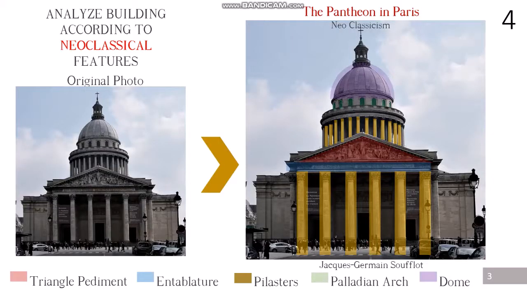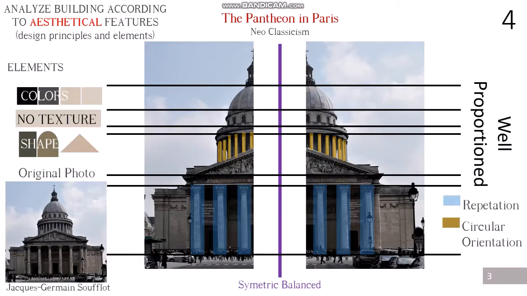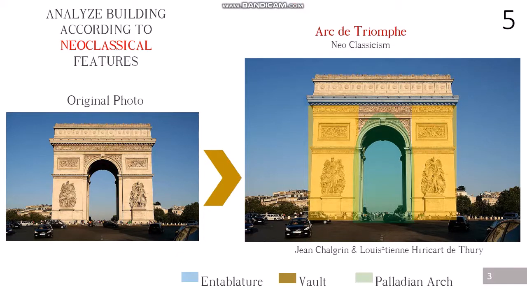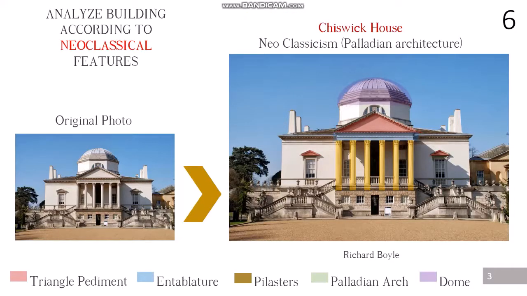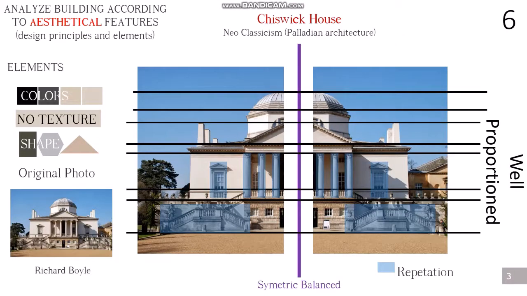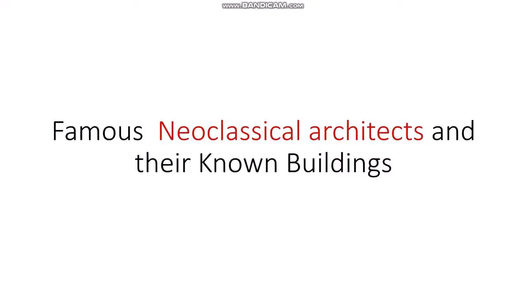The next building was the Pantheon in Paris. The same features: pilasters, domes, triangular pediments. The colors are the same, so I can skip these parts. And the Arc de Triomphe, neoclassicism. This is also the same. And Keswick House. This is also neoclassical architectural style. The symmetry, balance, and repetitional elements.